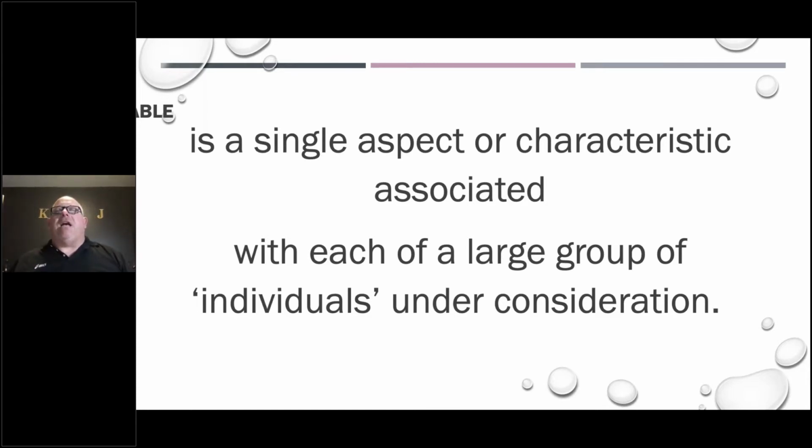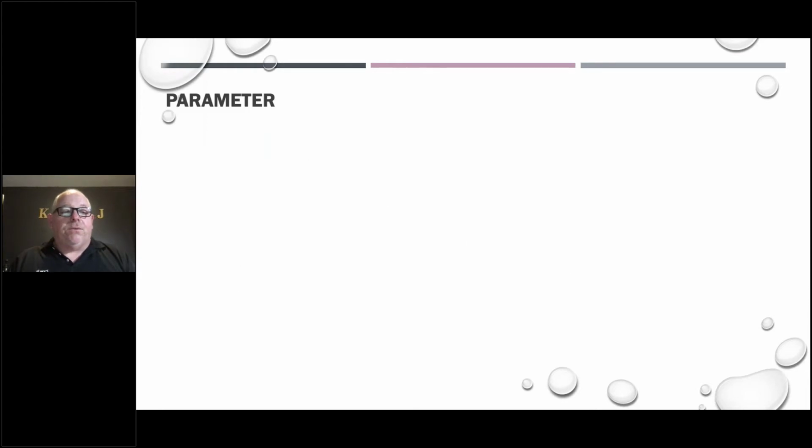So when you break it down into different research questions, okay, if you're doing a research question on that, you would say, what are the characteristics of burnout as it relates to depersonalization of high school volleyball players? Well, burnout and depersonalization are your variables, okay? It's a single aspect or characteristic associated with a large group of individuals under consideration, okay?